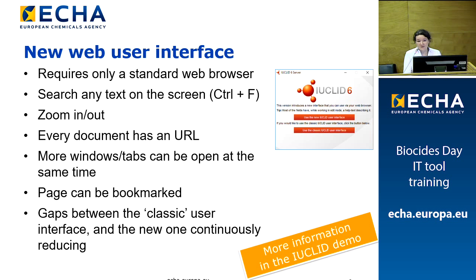And then there are still some gaps between the classic user interface you are familiar with and the new one. We are reducing those gaps, and we aim to replace the classic user interface by the web user interface by the end of next year, so 2019. And the example of such a gap is a report generator. At the moment it is available only in the classic user interface, but in the spring next year it will be available also in new web user interface.